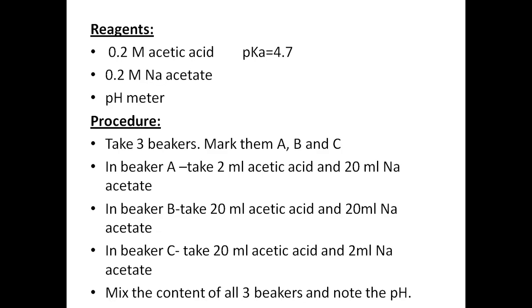So again, you're going to take 3 beakers, and first we will make buffers. In beaker A, you will take 2 mL of acetic acid and 20 mL of sodium acetate. In beaker B, you will take 20 milliliters of acetic acid and 20 milliliters of sodium acetate. In beaker C, you will take 20 milliliters of acetic acid and 2 mL of sodium acetate. Mix all the contents, and then we will know the pH. So basically, we have formed 3 buffers here, and then we will measure their pH. Okay.